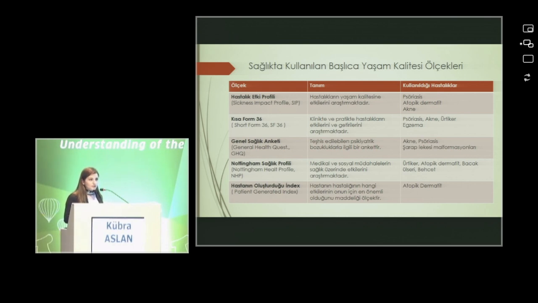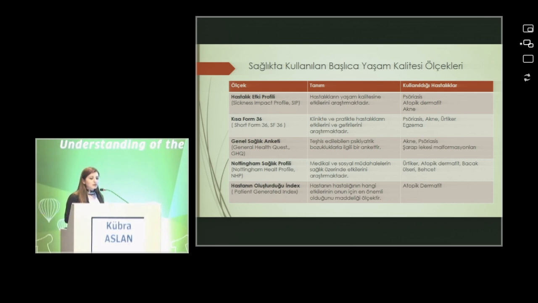There is a scale which is called patient efficiency scale. It is in Turkish. Their effects on the quality of life is used. Psoriasis, atopic dermatitis, and in acne we use them. Short Form 36 is in Turkish. We use it quite commonly. It is about the experience of the patients in the clinic and what they are going through. The effects of the disease and the loss that the disease is bringing to those patients are understood through this scale. It might be used in psoriasis and eczema.